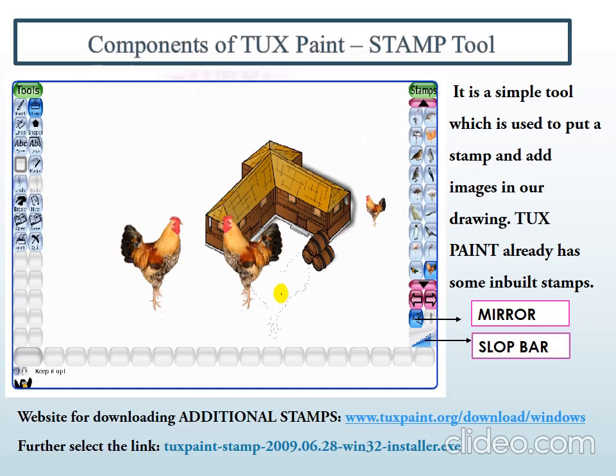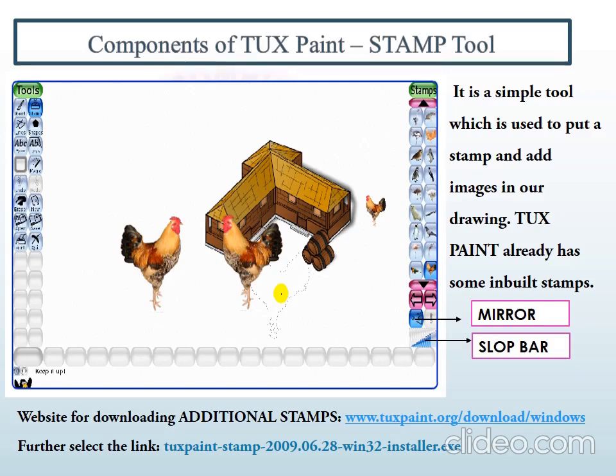www.tuxpaint.org/download/Windows. If you click onto it and look at the screen, there are various stamps of animals, birds, vehicles, and so on. You can just get them and download them into your Tux Paint. For the first time when you want to download, you require an internet connection, after which you don't require an internet connection for Tux Paint. You only require it when you want to take a printout. Once downloaded, it would be added to your screen and the stamp effect will appear with lots of varieties of animals and so on.